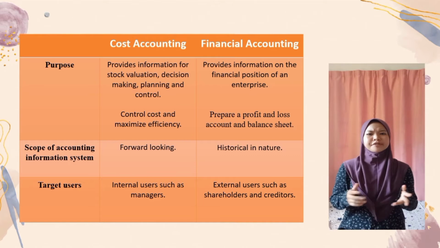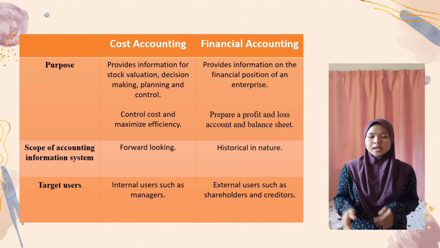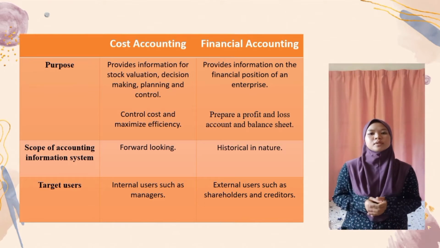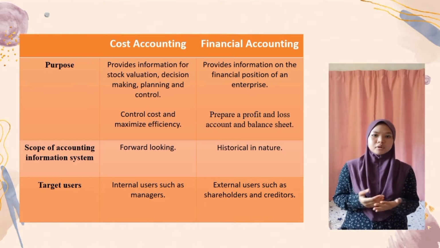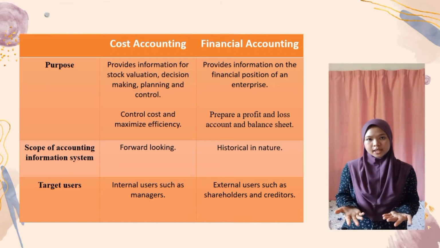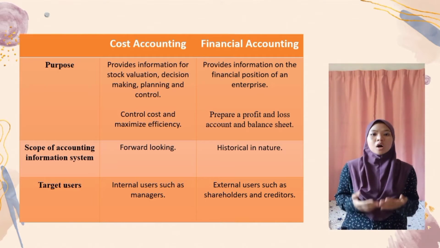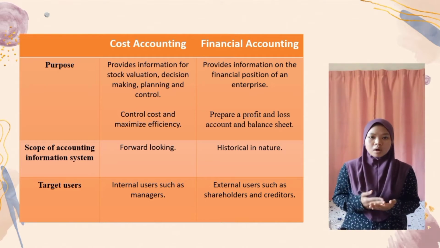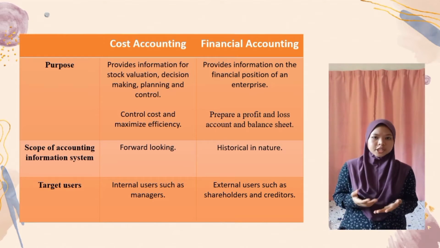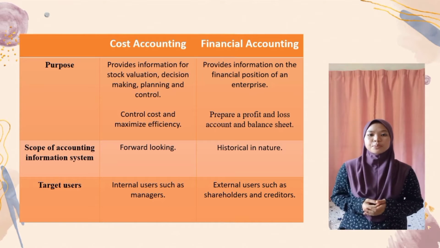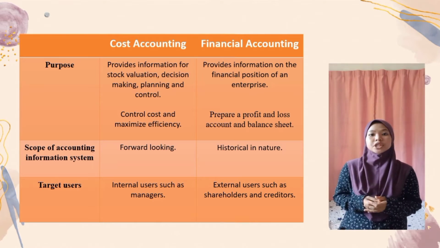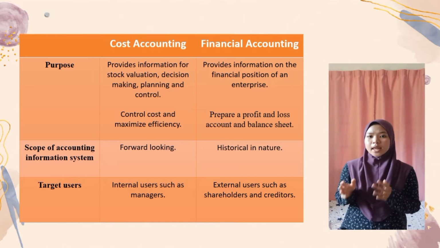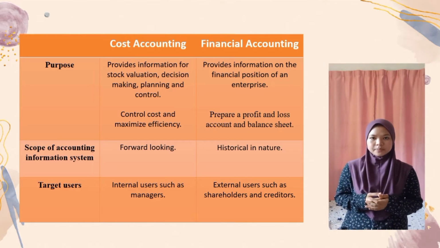Secondly, the difference between cost accounting and financial accounting is the purpose. The purpose of cost accounting is to provide information for stock valuation, decision making, planning and control, also to ascertain and control costs and maximize efficiency. Meanwhile, for financial accounting, the purpose is to provide information on the financial position of an enterprise, also to prepare a profit and loss account and balance sheet.